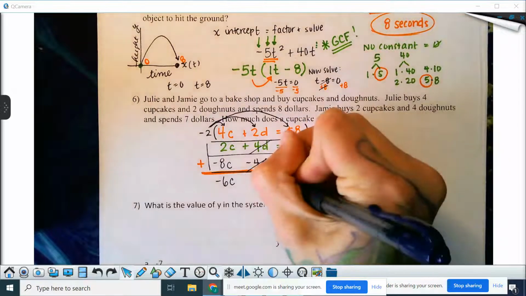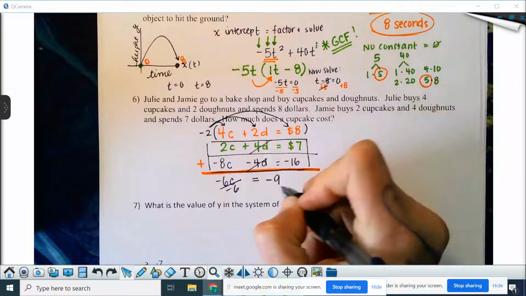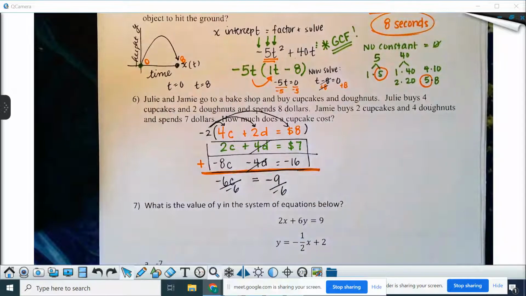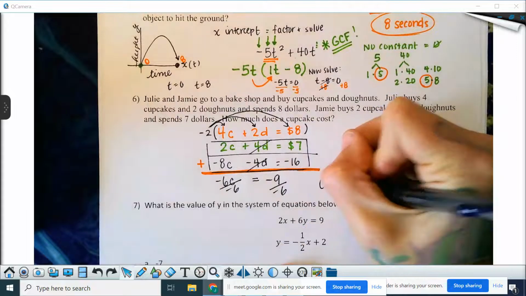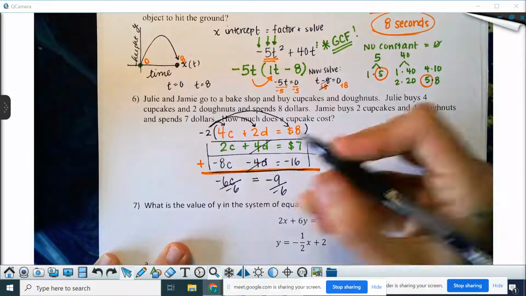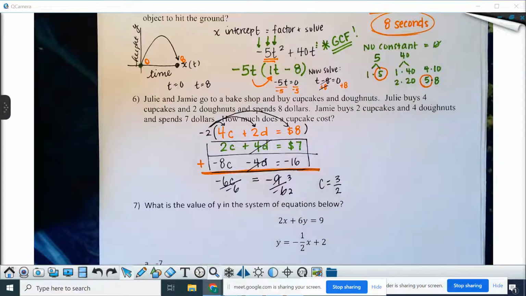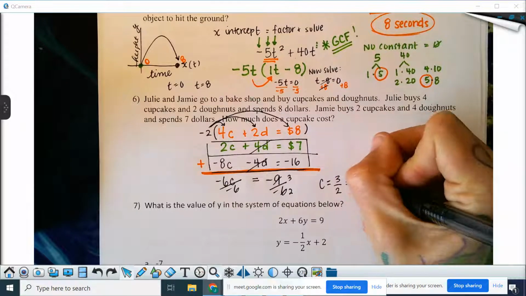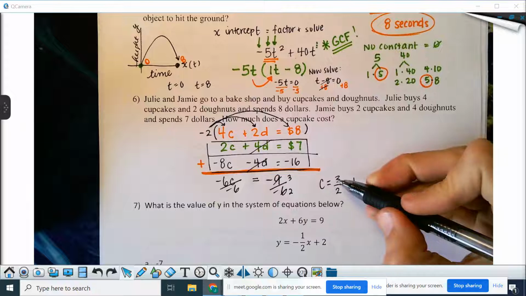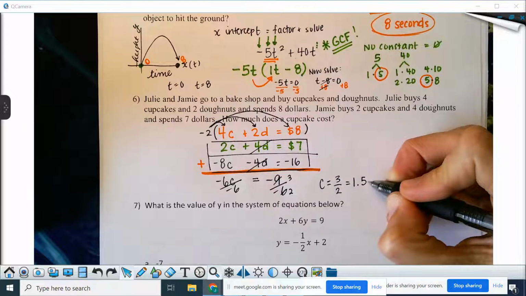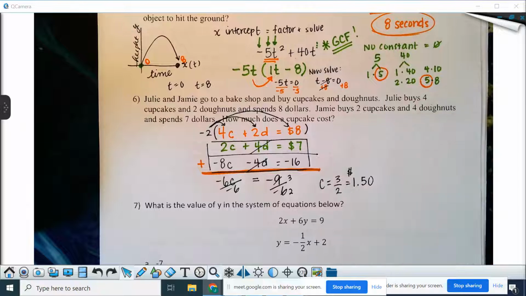Negative 9, yep. So then we divide by negative 6, divide by negative 6. C is going to equal, and we can reduce this. They're both divisible by 3. Positive 3 over 2. But nobody ever tells you that a cupcake costs 3 over 2. 2 goes into 3 one time with 1 left over. So that would make that 1 over 2, which is a half. So cupcakes are $1.50.